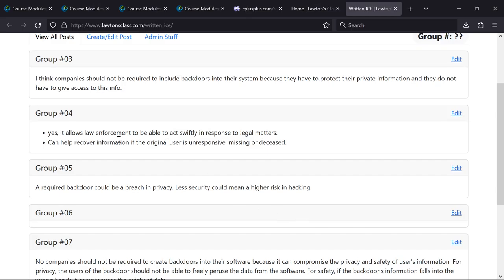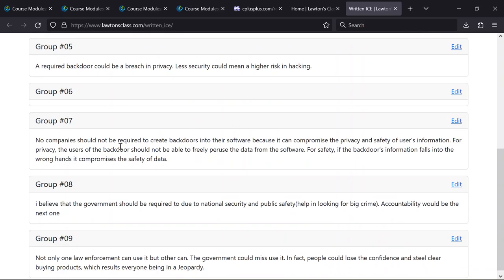Because there are some definite arguments for why you should leave backdoors in there, because it allows law enforcement, if you're using it right, you can actually catch somebody pretty quickly. Because you have that access. You can stop bad things from happening in time. That's a very good thing. Can help recover information if the original user is unresponsive, missing, or deceased. Yeah, that's a great idea. Sometimes you need some information, and if you don't have a backdoor, the family needs it. If somebody dies or something, there's a great way to get it.